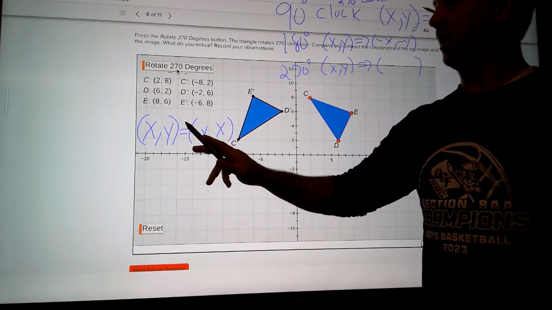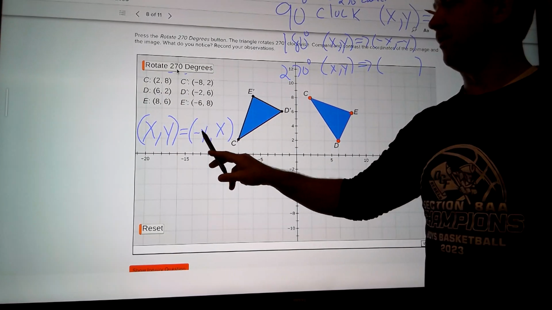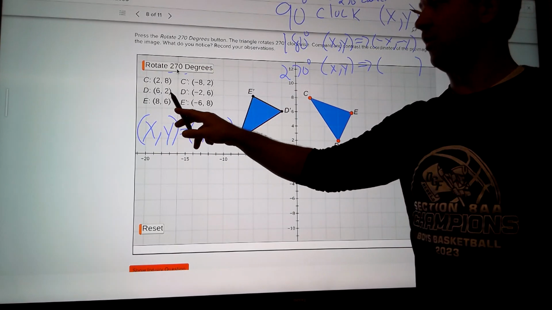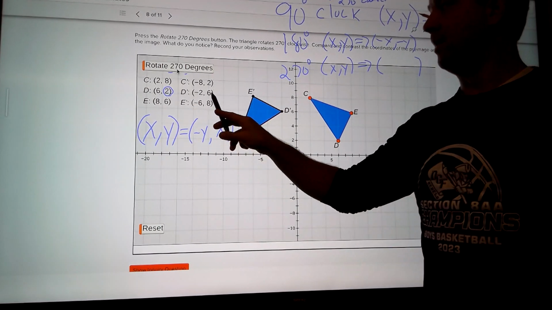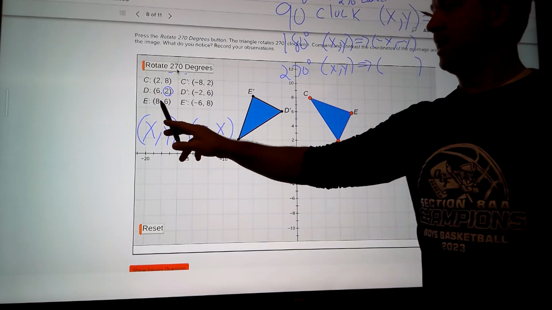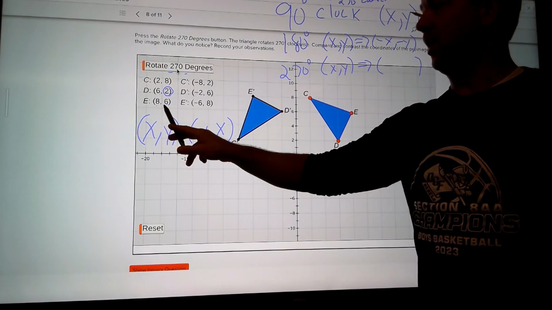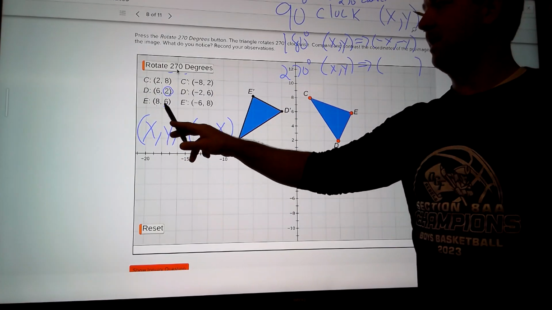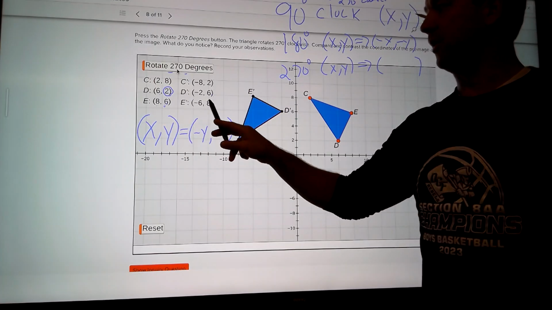See if it's true here. It was 6, 2. Well, now my new x is the opposite of what y was. That's the opposite of this one, which is, yes, a negative 2. And my y becomes what my x was. Let's see about E. E, 8, 6. Again, the 6 was my y. My new x becomes the opposite of that. Yes. And my new y was my x.